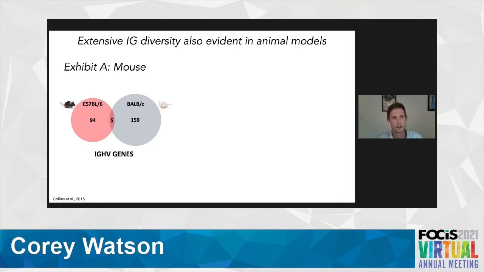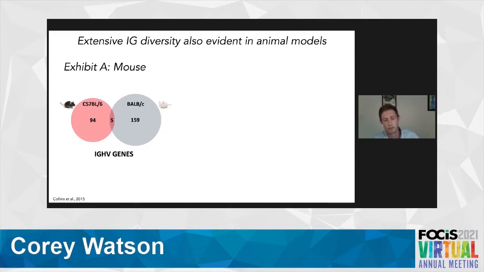We also know that in many other biomedically relevant species, the story is very similar. So this is data that was generated by Andrew Collins' group a few years ago, in which they characterized differences between C57 black 6 and FOCiS, looking at V gene variation, again focusing on germline variants. And what you can see here in this Venn diagram is that when you look at the V gene set of FOCiS compared to C57 black 6, there's very little overlap between the two strains of mice. So this was a bit of a surprise at the time.